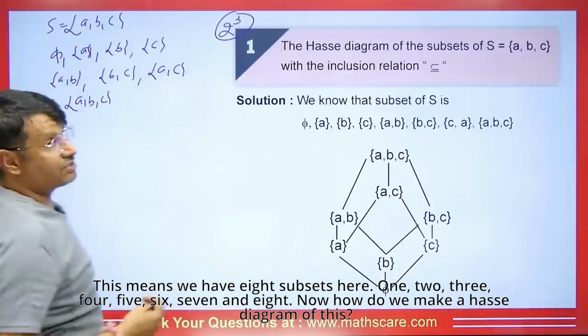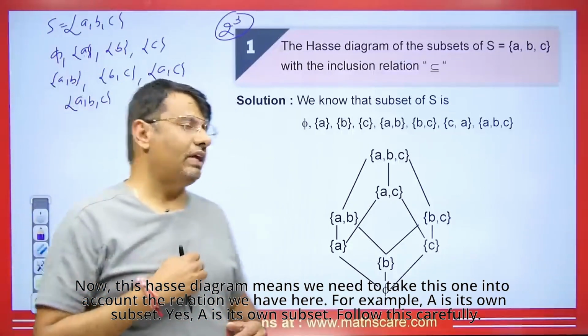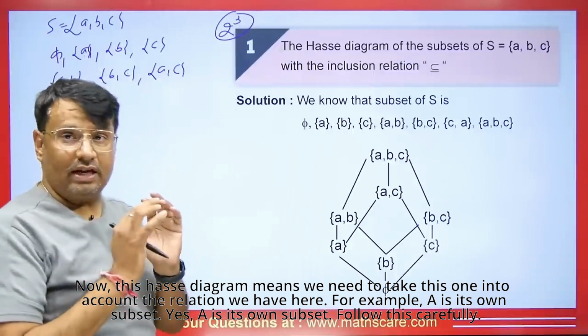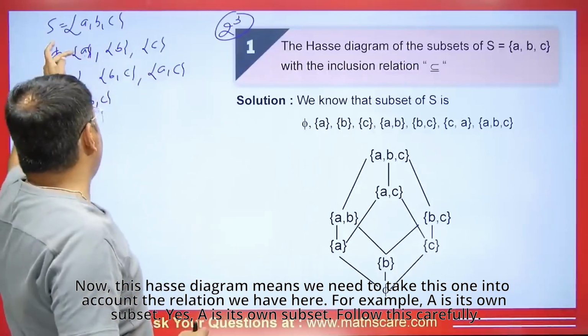Now how do we make a hasse diagram of this? This hasse diagram means we need to take into account the relation we have here. For example, A is its own subset.